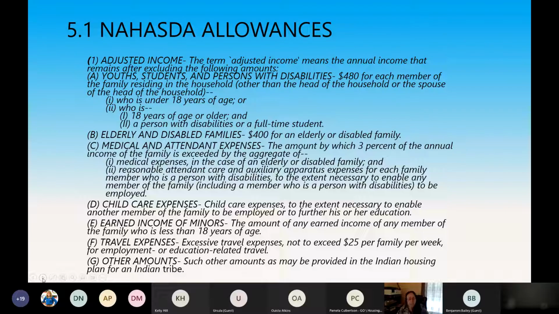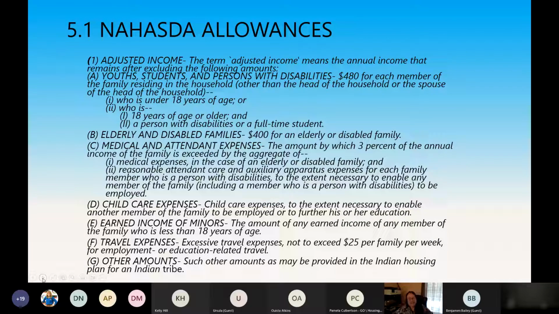Okay. So, who is under 18 years of age, who is 18 years of age or older, and a person with disabilities or a full-time student. So then you can have an additional, okay, so that's the definition of youth, students, and persons with disabilities. Elderly and disabled families are $400 for an elderly or a disabled family. And we're going to touch on these all a little bit more, okay?